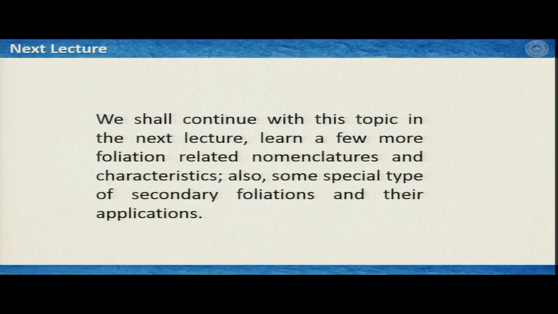So, with this I conclude this lecture. In the next lecture we shall continue with this topic, foliation, and we will mostly discuss the secondary foliations. We will learn some nomenclatures, and also we will learn some special types of secondary foliations and their applications.